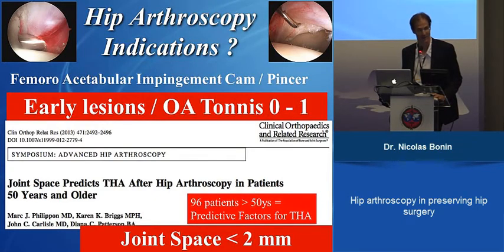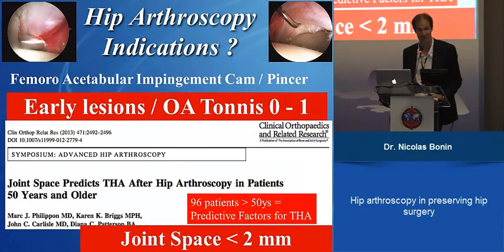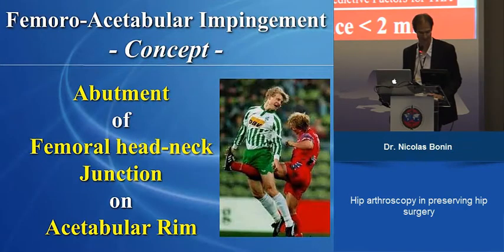And in these lesions, the treatment will carry on early lesions with osteoarthritis Tönnis 0, of course, the best indication. You can go to Tönnis 1, or sometimes even Tönnis 2 in patients lower than 40 years old. Philippon wrote an article about the indication in hip arthroscopy when there is a joint space, and you can perform hip arthroscopy if the joint space is more than 2 millimeters. If it goes lower than 2 millimeters, then it's a predictive factor for total hip replacement.